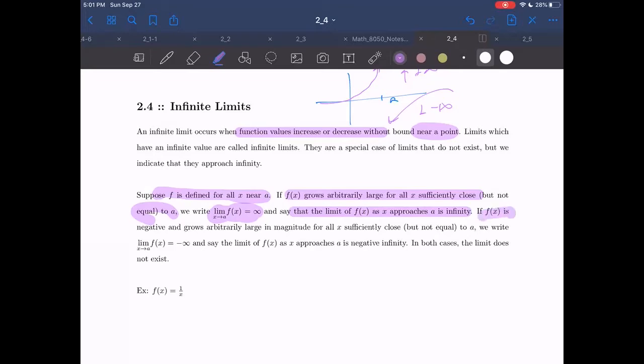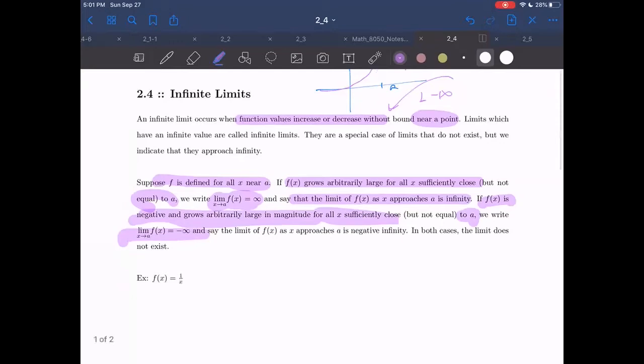If f of x is negative and grows arbitrarily large in magnitude, so that means the absolute value, as x gets close to a but not equal to a, then we write the limit as x approaches a of f of x is equal to negative infinity. Okay, so we can do an example.